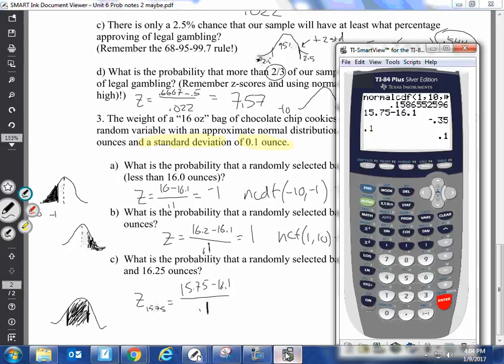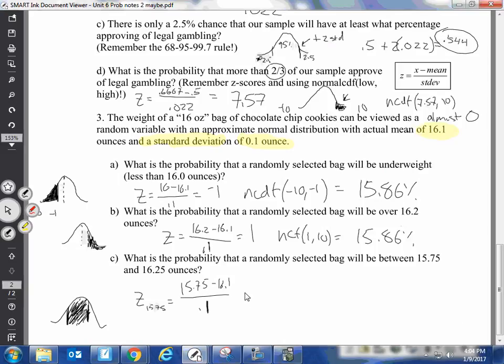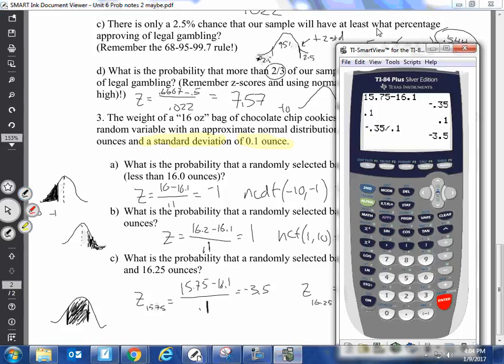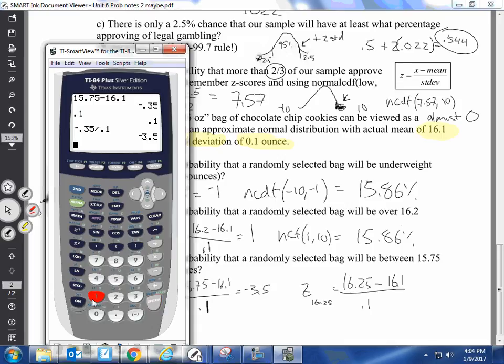This gives us minus 3.5, it looks like. Negative 0.35 divided by 0.1 is minus 3.5. So pretty far below the mean. And the z of 16.25 will be 16.25 minus 16.1 divided by 0.1. Let's do that math. It'll end up being 1.5.